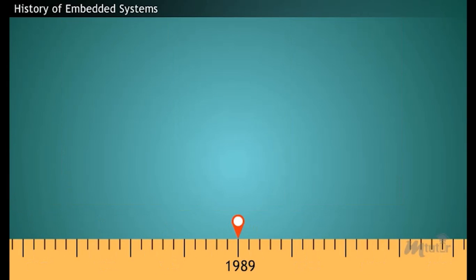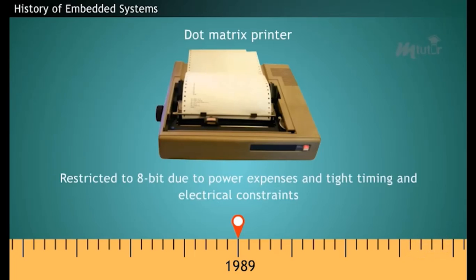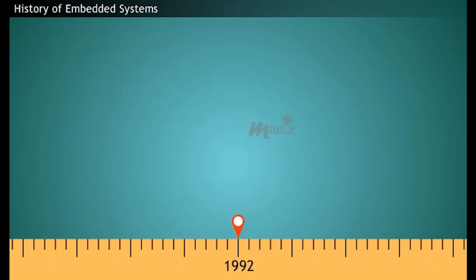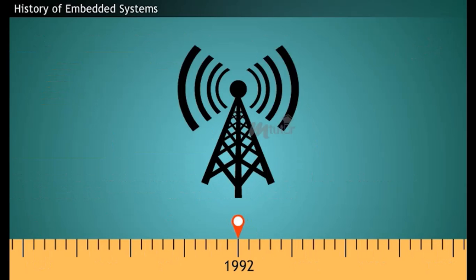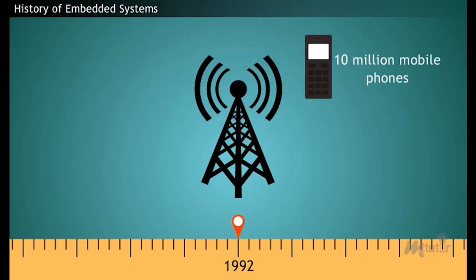In 1989, one of the embedded systems, the dot matrix printer, was restricted to 8-bit due to power expenses and tight timing and electrical constraints. In 1992, embedded systems went wireless and nearly 10 million mobile phones were manufactured using embedded systems for controlling their functioning.